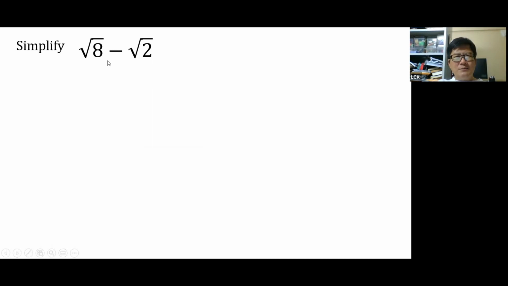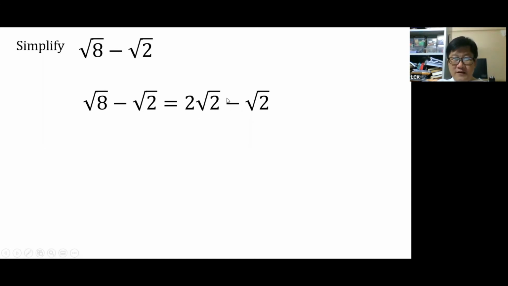You have the square root of 8 minus the square root of 2. Very simple. To simplify these things, somehow you've got to change this into a square root of 2. So that's how I do it. Square root of 8 equals 2 square root 2, minus square root 2. 2 of this minus 1 of this. That's how you read this. So you get just square root 2. This has been simplified to just square root 2.